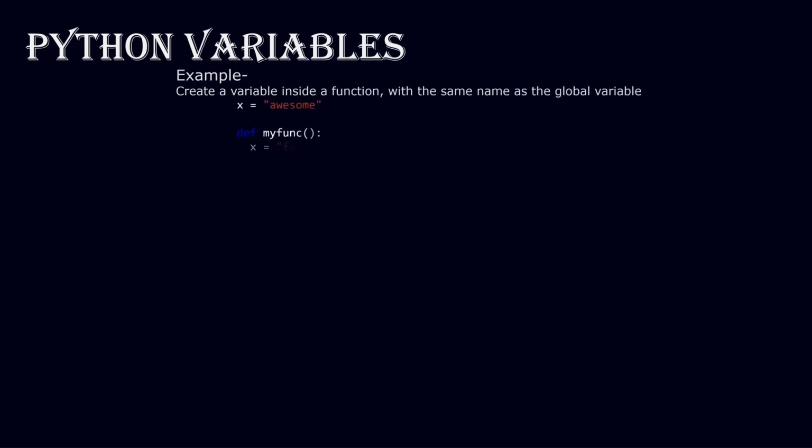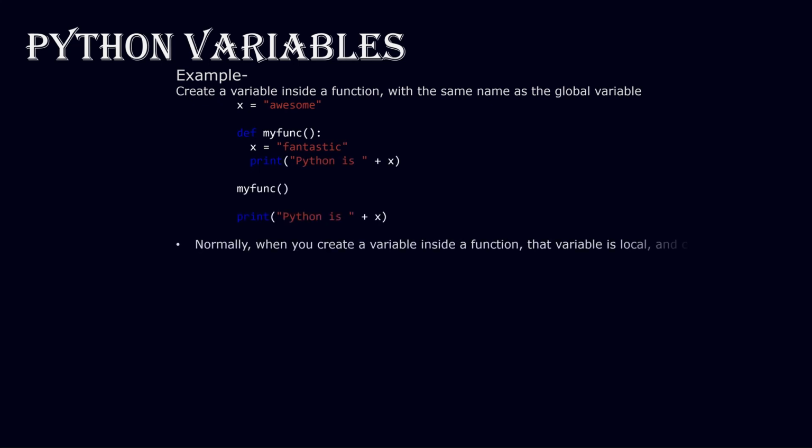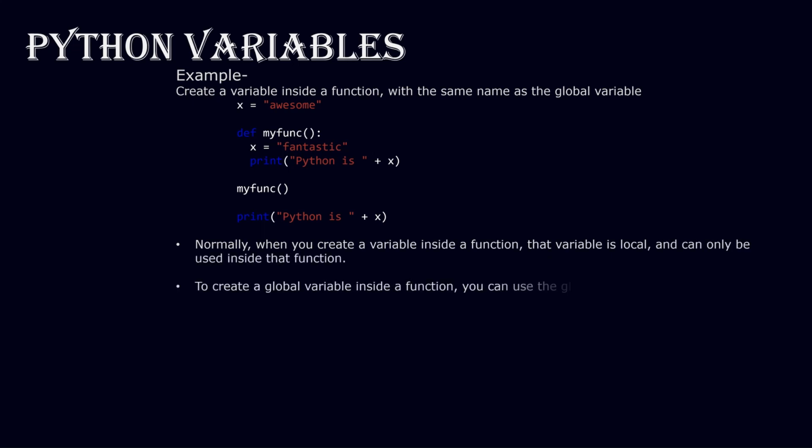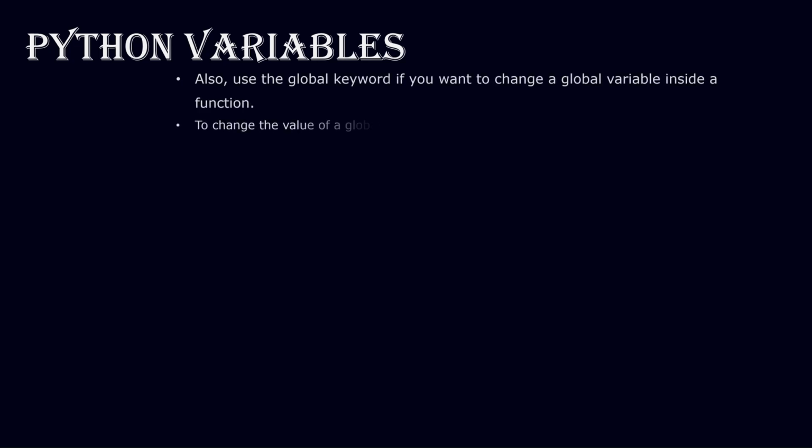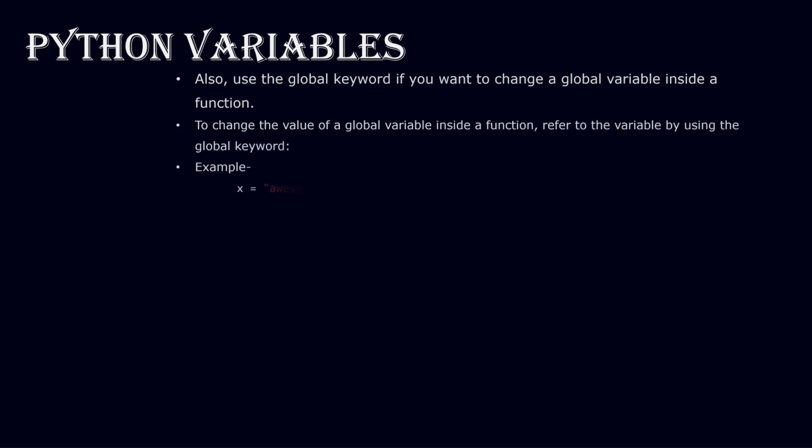Create a variable inside a function with the same name as the global variable. Normally, when you create a variable inside a function, that variable is local and can only be used inside that function. To create a global variable inside a function, you can use the global keyword. Also use the global keyword if you want to change a global variable inside a function. To change the value of a global variable inside a function, refer to the variable by using the global keyword.